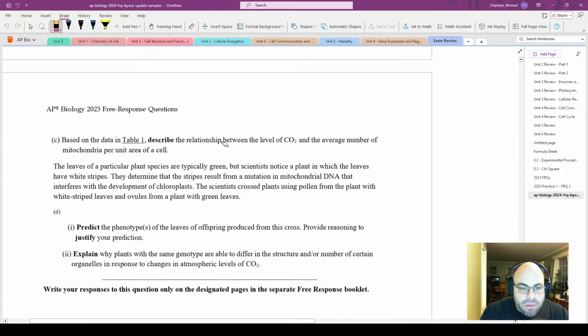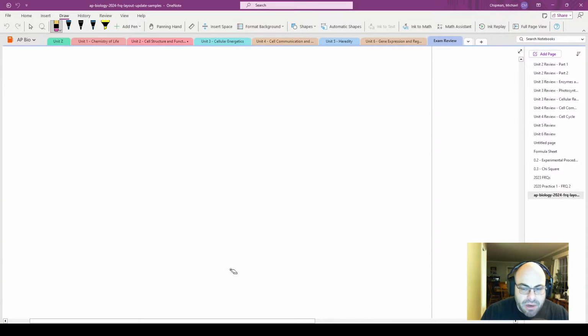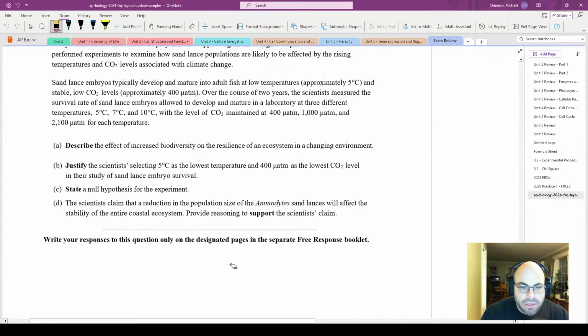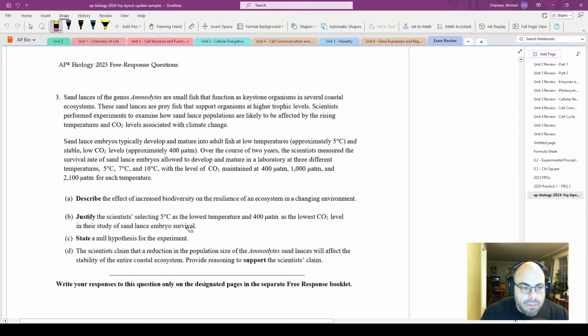Based on the table, describe the relationship between levels of CO2 and the average number of mitochondria. Can't do that without the graph. So let's see. Predict the phenotype of the leaves of offspring produced from this cross. Let's find a different one that doesn't require us to really. Okay, this is perfect. So this is the sand lances one that I talked about last night.